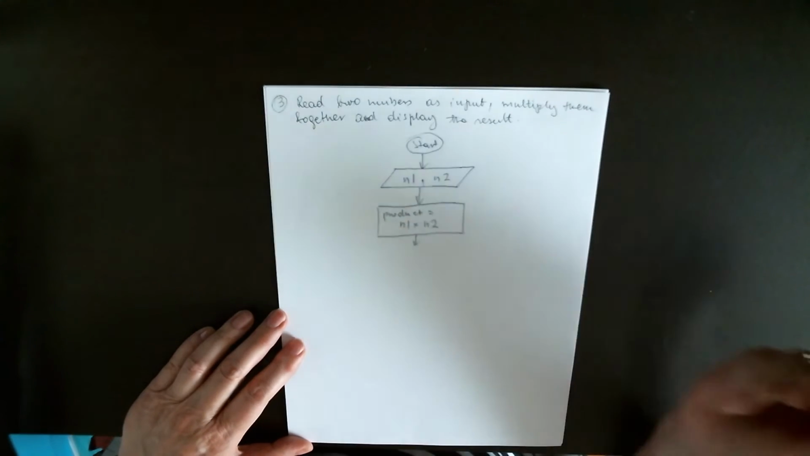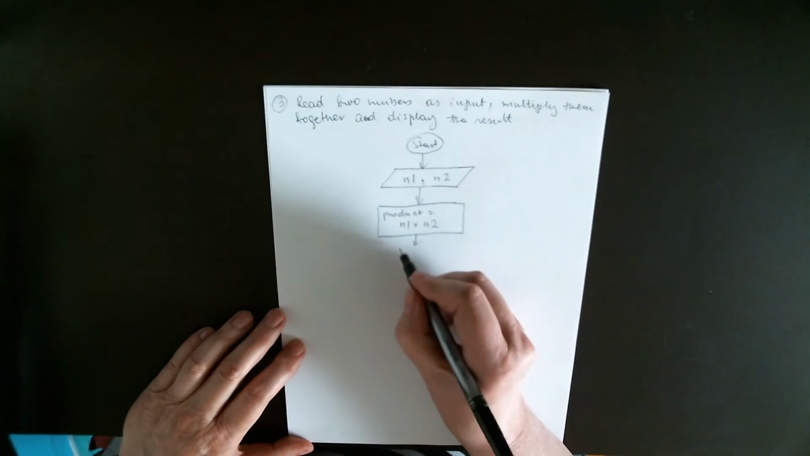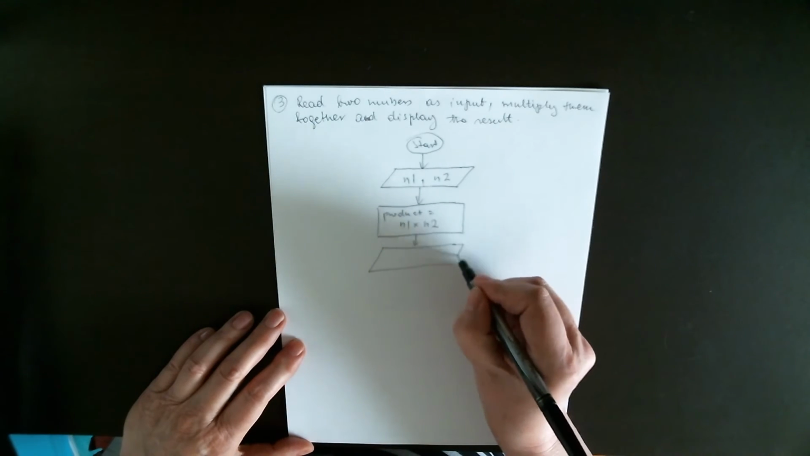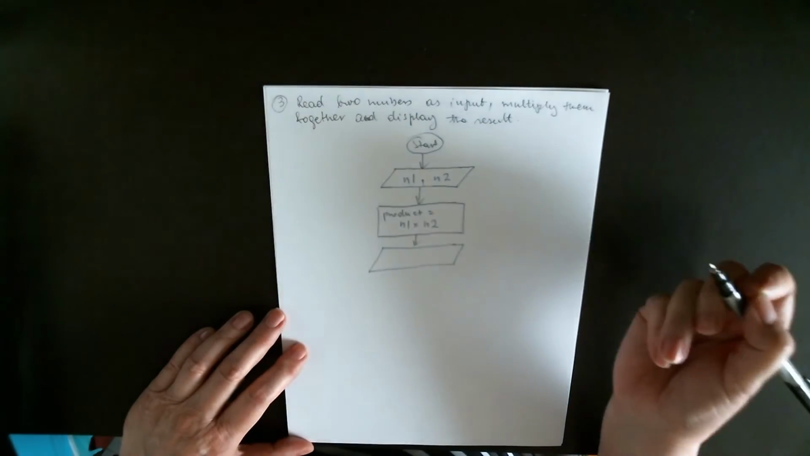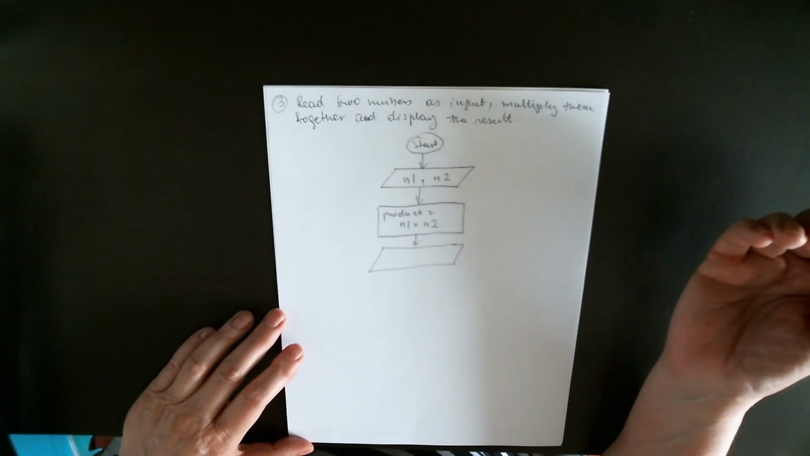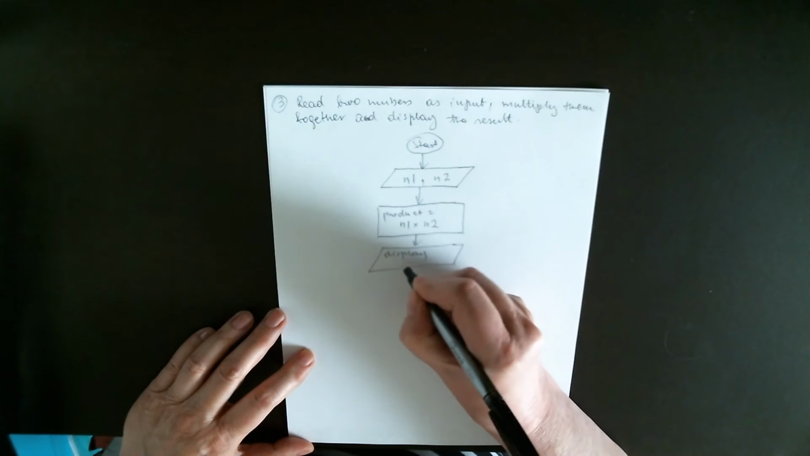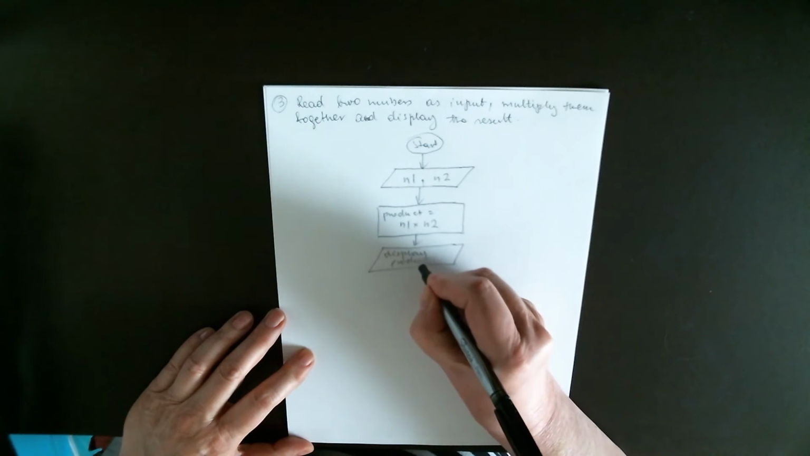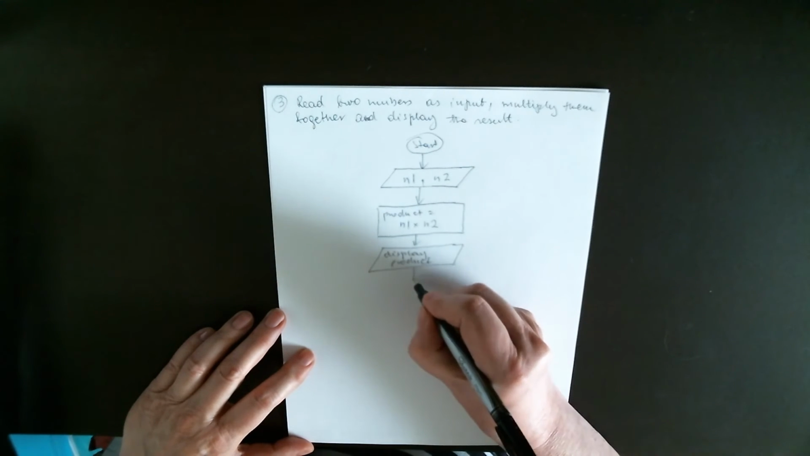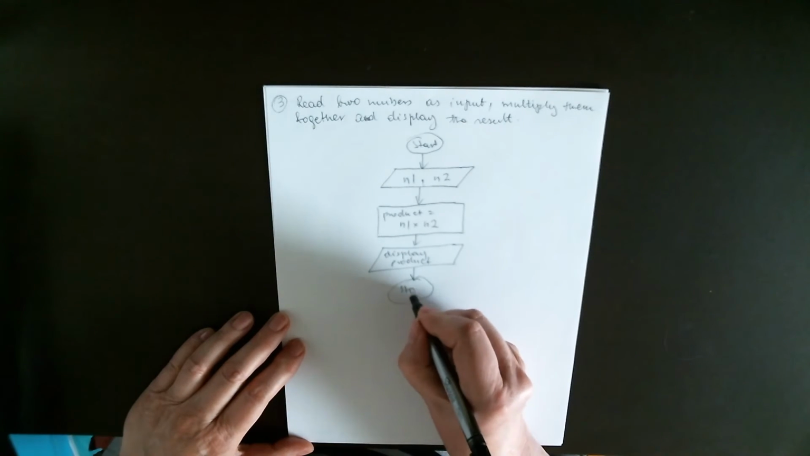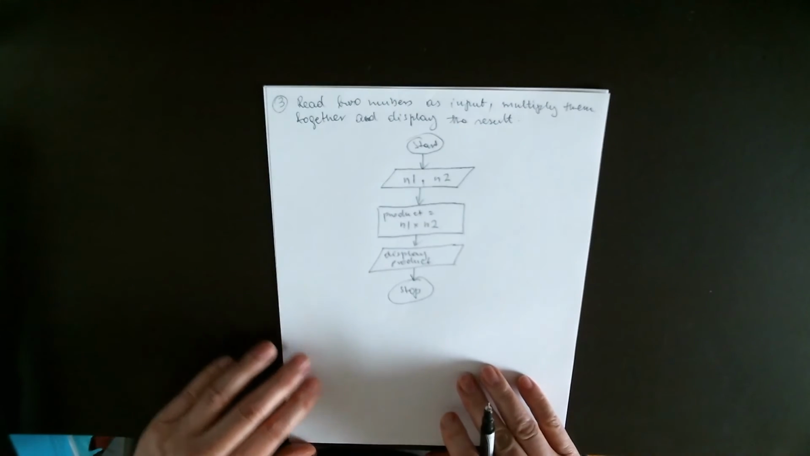So, multiply them together, then display the result. Let's go for it. What's the shape? Parallelogram again, because it's an output. So let's do it. And what are we displaying? The product, what we just calculated. So display product. And if we've done it, we can beautifully stop it. Yay! We've done the third one. Are we good?